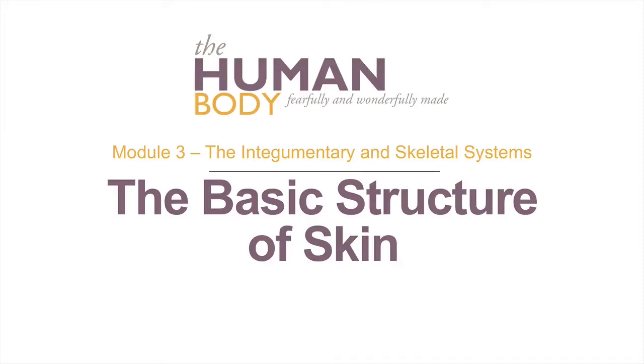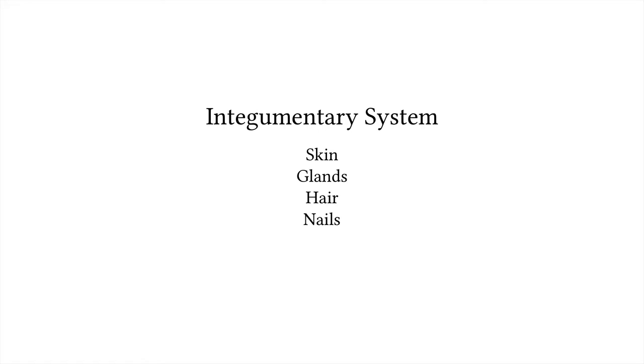Module 3. The basic structure of skin. The integumentary organ system is composed of the skin, glands, hair, and nails. We'll first begin by learning about the skin. There are two layers to your skin, the epidermis and the dermis.